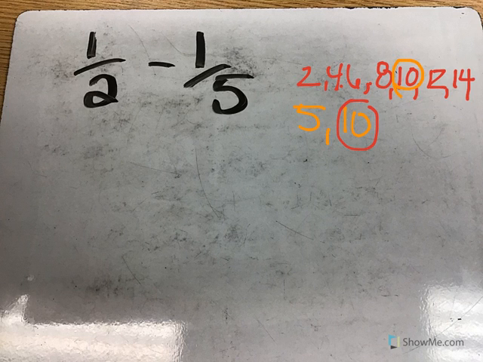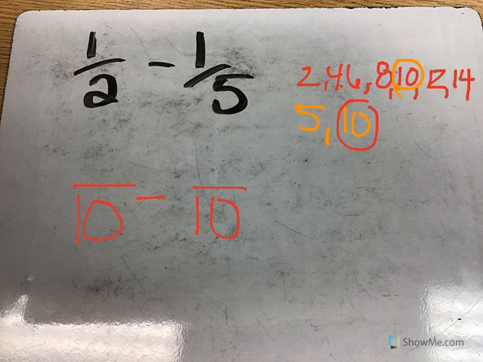Now, I could keep going. I could do 20. I could do 30. I could do 40. But I usually want to find the least common denominator because it just makes my life a little easier when I'm simplifying fractions. So I'm going to use the 10, and I'm going to rewrite both of these fractions with 10 in the denominator.